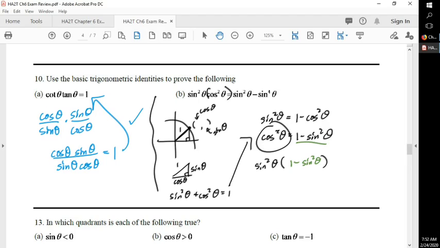Then I just take that and distribute it. I get sine squared theta minus sine to the 4th theta. I get a 4 because I'm supposed to add exponents when I multiply similar bases. The sines are the similar bases. And so we got what we wanted. We got there. Check. We're done.